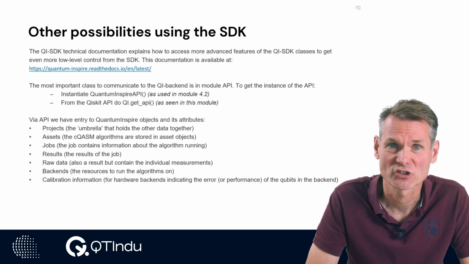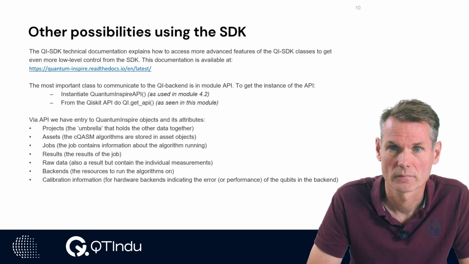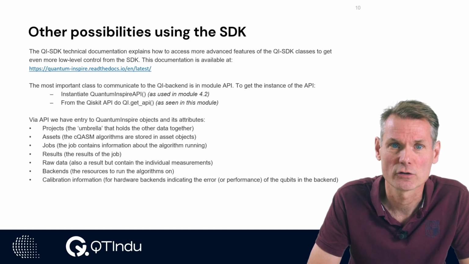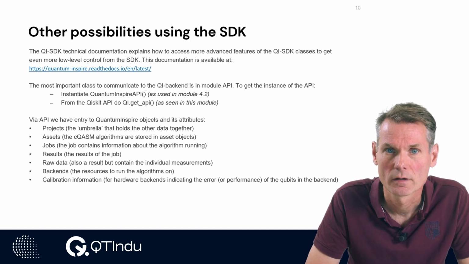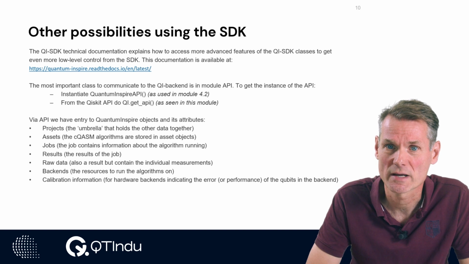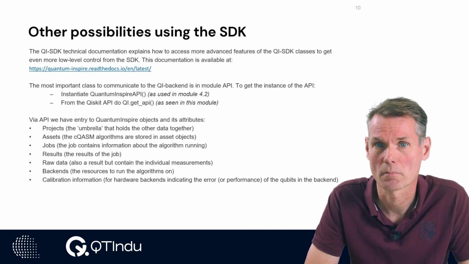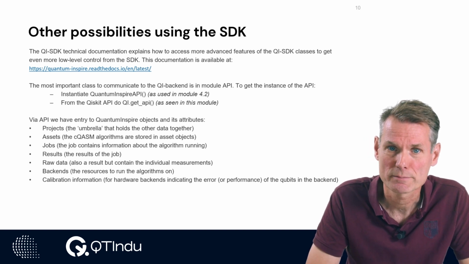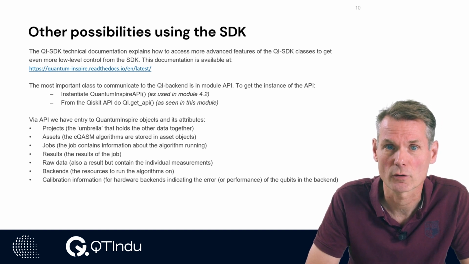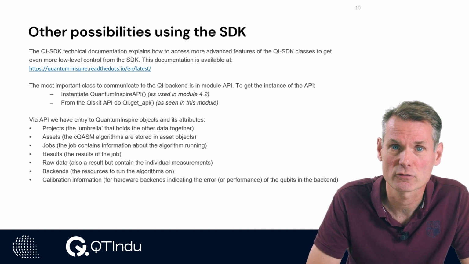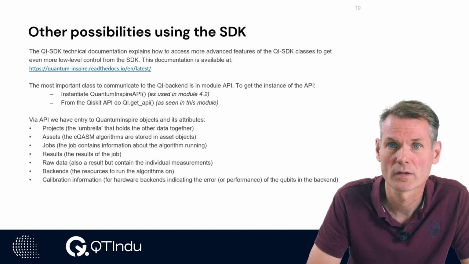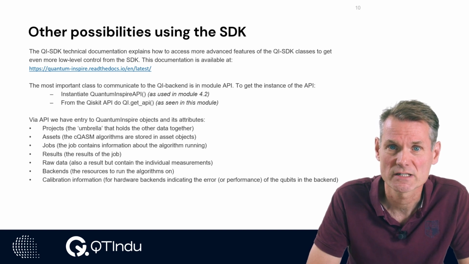The topics we can touch in this module are limited. At this point, we think that the available documentation can help to access more advanced features of the QI SDK. The QI SDK technical documentation can be found at Read the Docs. The knowledge base on the website contains valuable information, for example, about optimizing algorithms, as we came across in this module. Also, extensive information about cQASM can be found there.